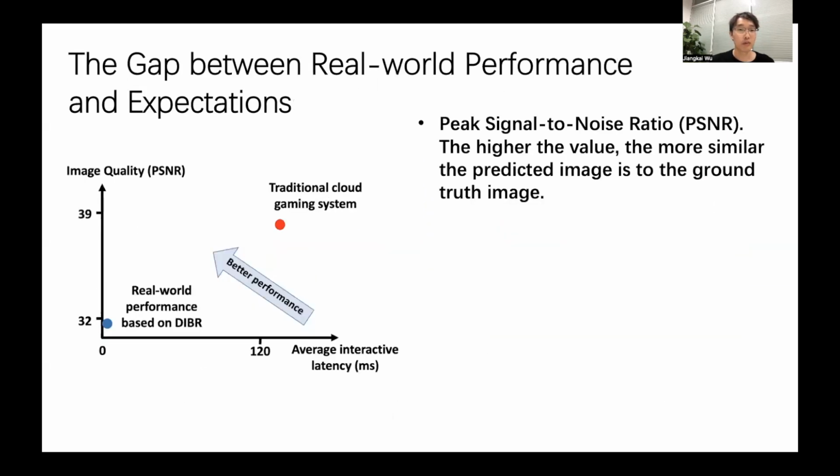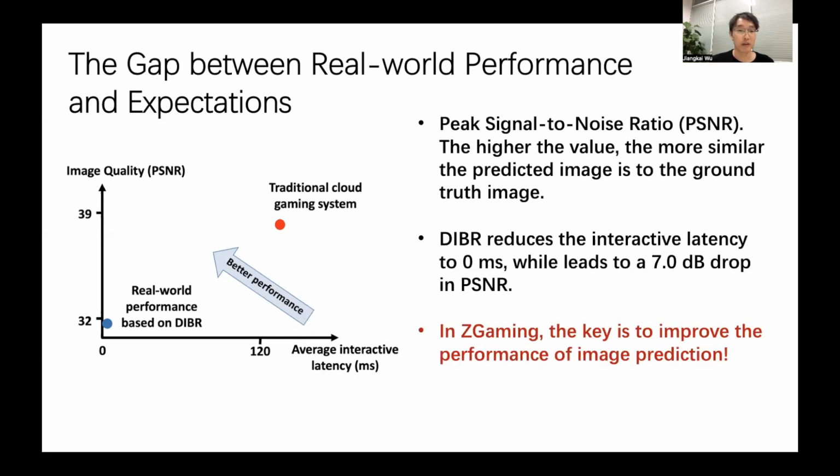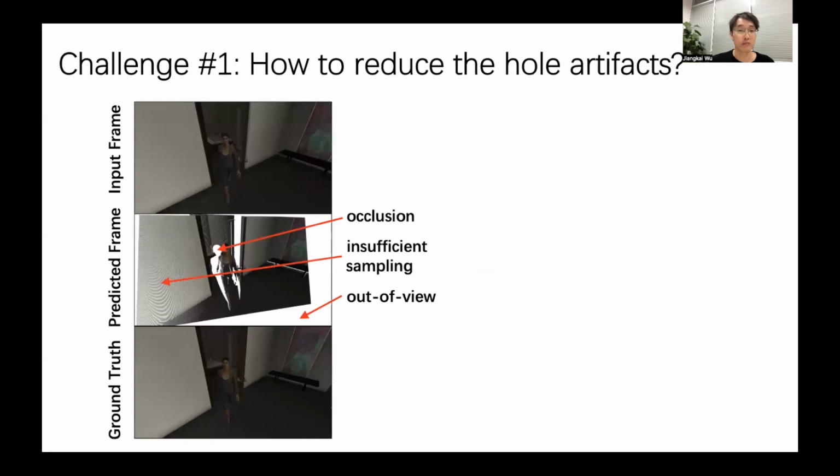To evaluate the potential gain of DIBR, we add it to a traditional cloud gaming system. We use PSNR to measure the visual quality. The higher the value, the better the user experience. Our result indicates DIBR can reduce the latency to zero, but leads to a huge drop in visual quality. This is because DIBR introduces many errors when predicting images. So in ZGaming, the key is to improve the performance of image prediction.